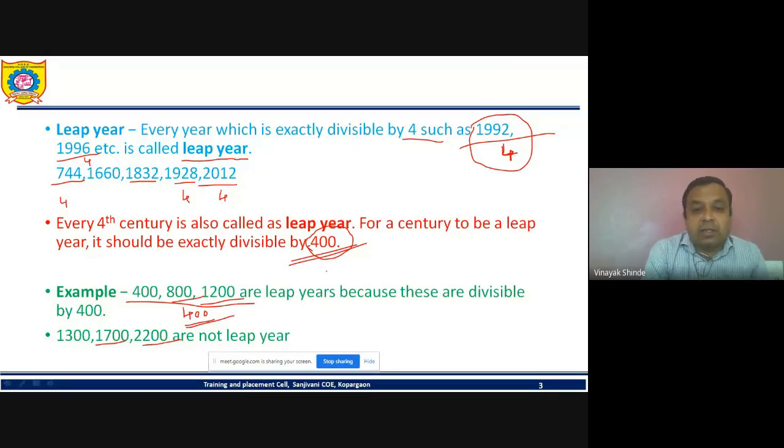Right? So the year which is divisible by 4, that year is a leap year. If the year is in the form of a century year, then you have to divide it by 400. If it is divisible by 400, that year is a leap year, otherwise it is not a leap year.